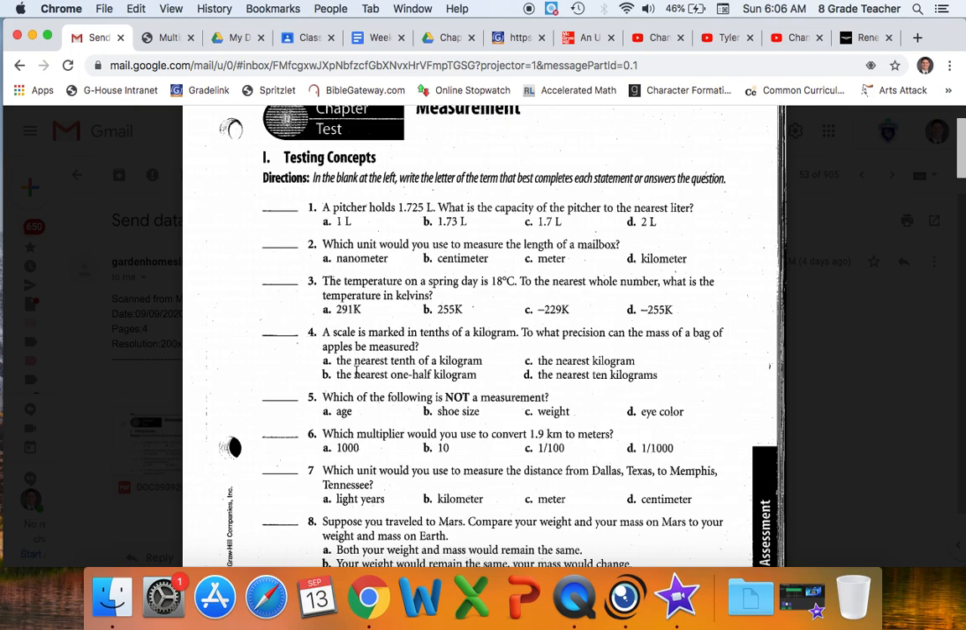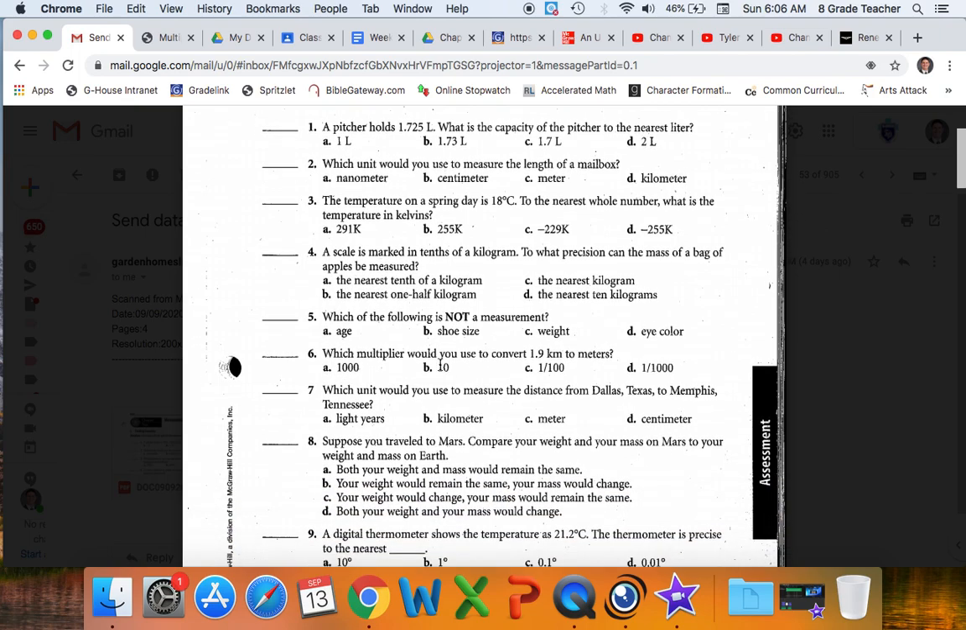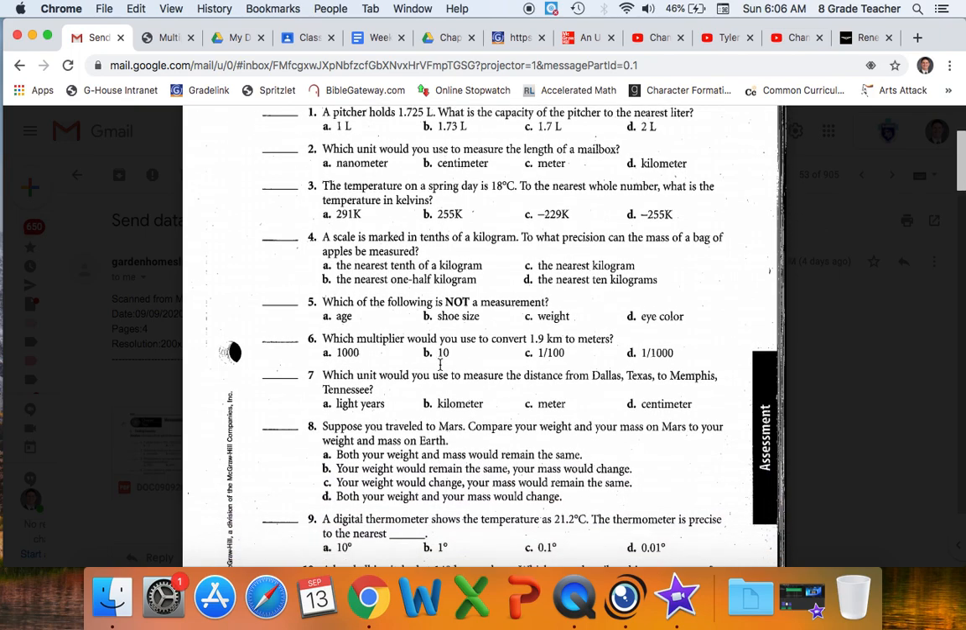A scale is marked in tenths of a kilogram. To what precision can the mass of a bag of apples be measured? A is correct. Number 5. Which of the following is not a measurement? Age, shoe size, weight, or prescription, where these actually have a number that is associated with them.